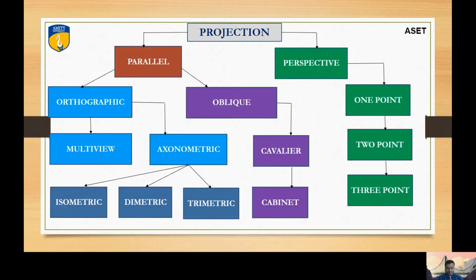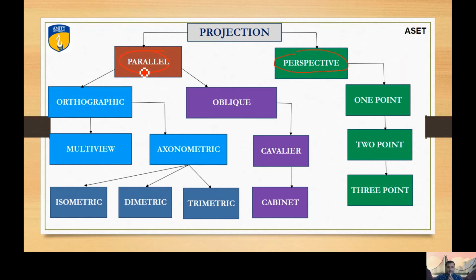So now coming to the classification of projections. There are many types of projections, but the main categories we talk about are parallel projection and, second, perspective projection. These are categorized on the basis of the projectors, or you can say the line of sight, right? Parallel means when the projectors or the lines of sight are parallel to each other when you see any object. That is called parallel projection. And when the lines of sight are not parallel to each other, they converge at a point, that is called perspective projection.